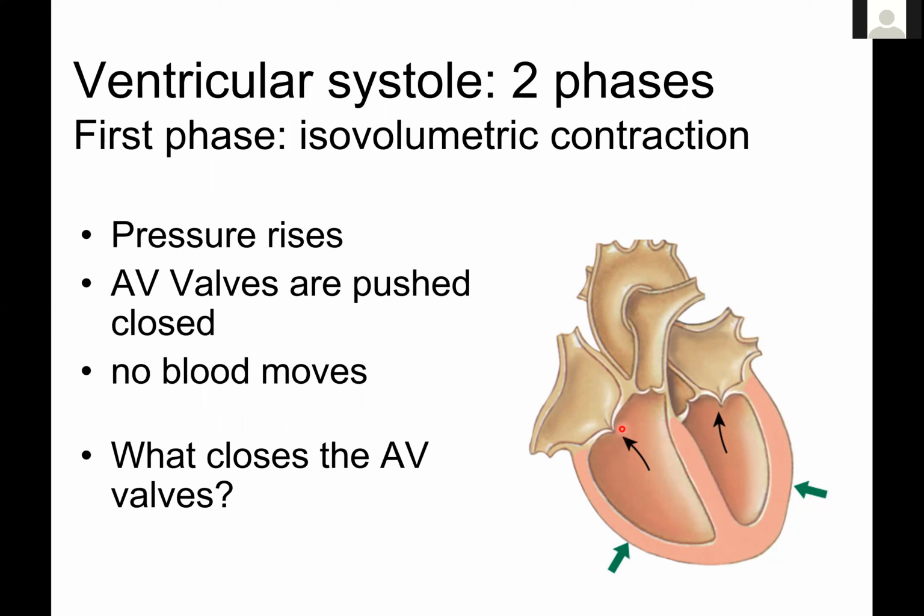But what closes the AV valves? Well, it's just the blood pushing on the valve, which pushes the cusps together. Then the tendinous cords and the papillary muscles help to hold the valve shut. So again, important distinction to make. The papillary muscles and the tendinous cords do not shut the valve. Valve shutting happens passively due to pressure changes. They are just holding the valve shut.